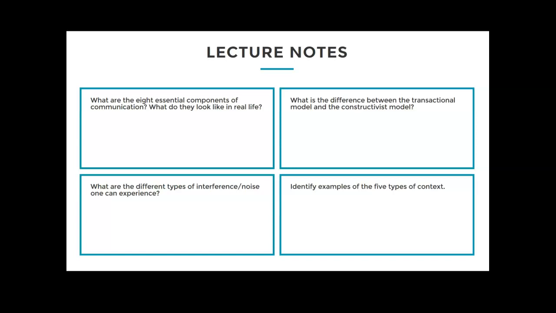Right here, you'll see that the 4 big takeaways for this class are that we want you to know the 8 essential components of communication, be able to identify those in real life, understand the models of communication, including transactional and constructivist, and be able to identify the types of interference and noise, and then be able to talk about the 5 different examples of context.